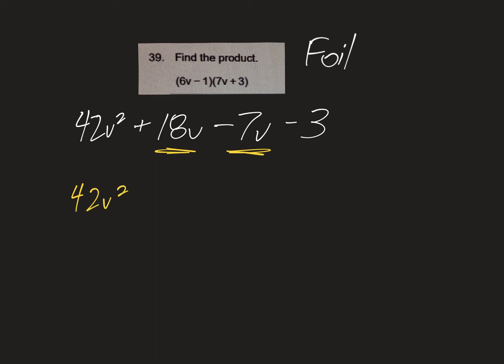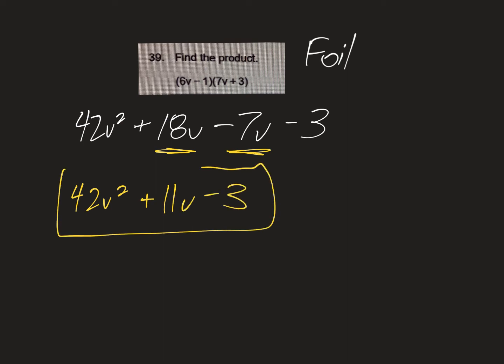42v squared. 18 minus 7 is going to be 11v minus 3. And there we go. That is problem number 39.